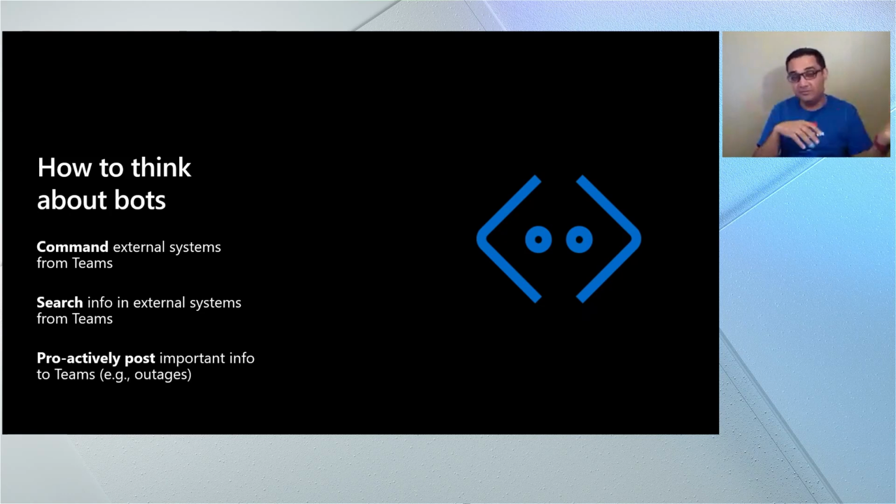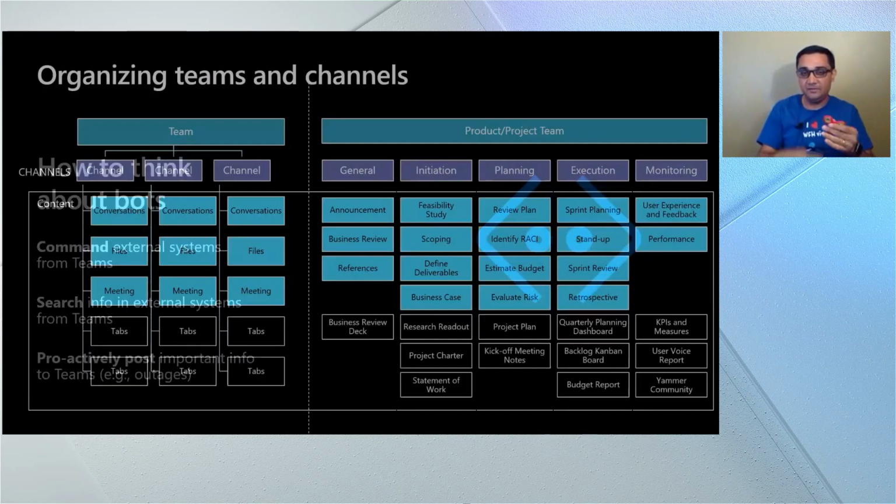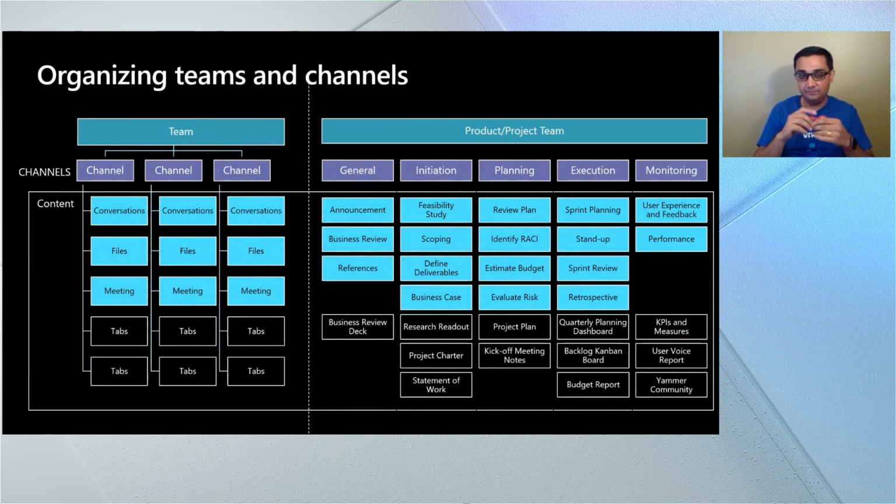So far we talked about Teams, how to think about Microsoft Teams among all the apps we have, how to think about teams and channels, and how to bring context and apps. With these ideas, now let's map them to what happens inside software engineering. Here are some standard channels you might have in a team. You would have a general channel where you discuss things like announcements and business reviews. You might have initiation, planning, execution, and monitoring channels.